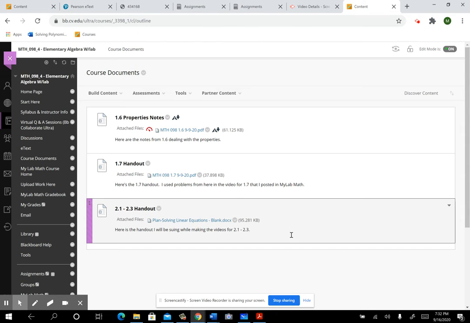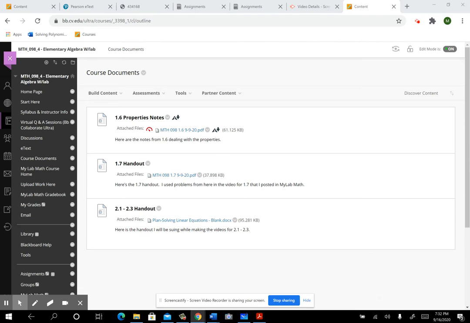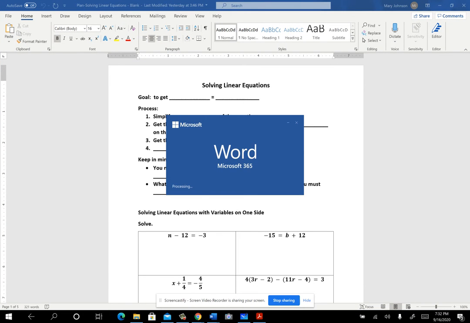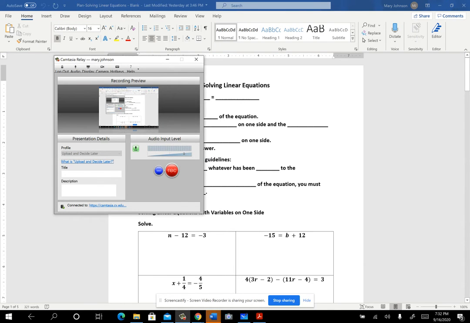I can't get those posted easily in the assignment area of my math lab, so you'll find them over here. First thing I want you to do is, if you have a printer, go ahead and pull that up and open up the plan for solving linear equations. I'm going to be using that during this video.